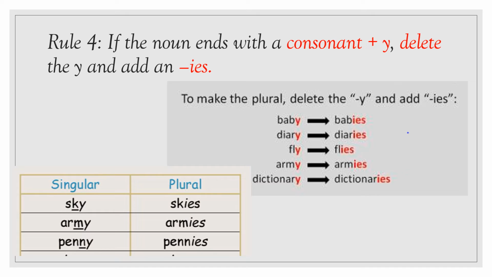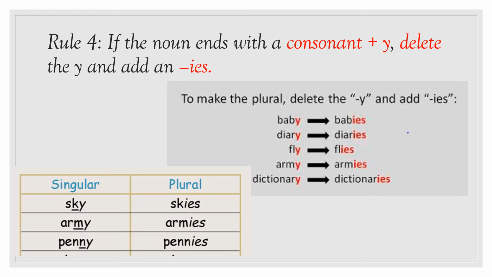Okay? So baby, it ends with the consonant B and Y. So we delete the Y and we replace it with an IES, babies. Diary, it ends with the consonant R and Y. So we cross out the Y or delete the Y and add an IES, diaries. Dictionary, it ends with the consonant R and Y, so we cross out the Y and we add an IES. Sky, it ends with the consonant K and Y, so we cross out the Y and we add an IES.